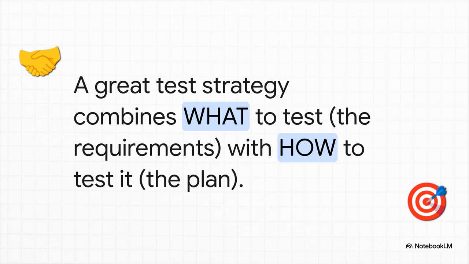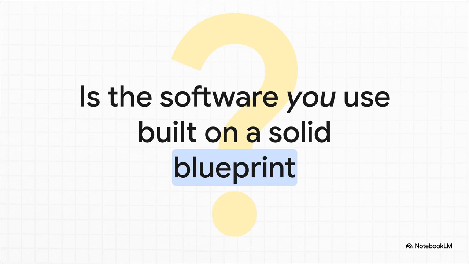This is what separates hoping for quality from actually engineering it right from the start. At the end of the day, a test strategy isn't really about finding bugs. It's about building confidence. Confidence for the team that their product is reliable, and confidence for you that it's secure and does what it says it will. So the next time you use a piece of software that just works perfectly, you can bet it was built on a solid blueprint. It makes you wonder, doesn't it? How many of the apps you use every day aren't?